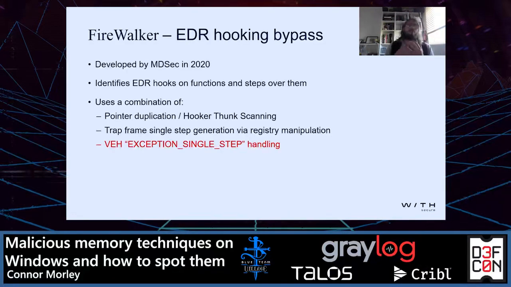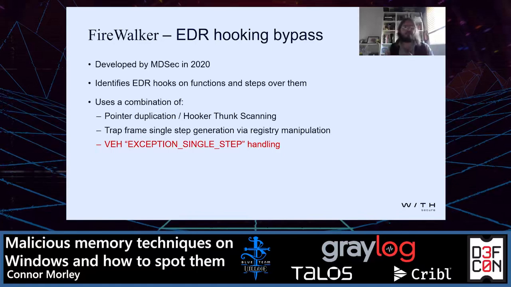So the example for EDR bypassing using VEH is Firewalker. So Firewalker was developed by MDSEC back in 2020, and it's a brilliant POC. Effectively, what it does is it scans for EDR hooks on known functions for their telemetry gathering for security purposes and steps around them using VEH. It does this by scanning for pointer duplication or func scanning and trap frame single step generation via registry manipulation. I won't go into those.